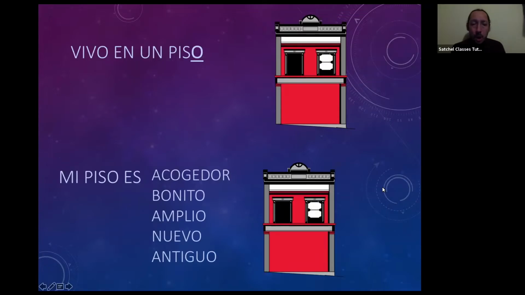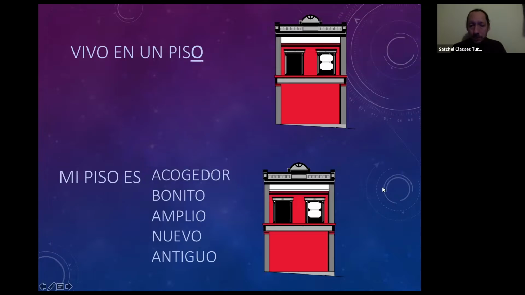Now I have many more words, and the ones I was using before, have a look at this. Acogedor, bonito, amplio, nuevo, antiguo. Feel free to repeat after me so you can practice your pronunciation as well. I'm going to do it again. Acogedor, bonito, amplio, nuevo, antiguo.